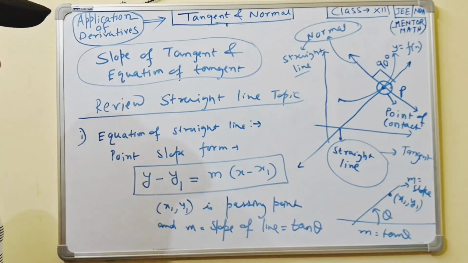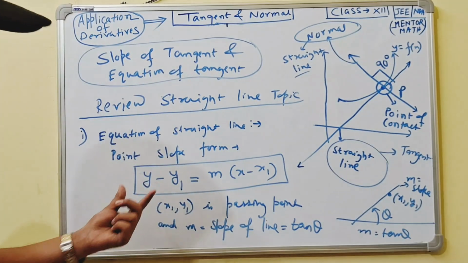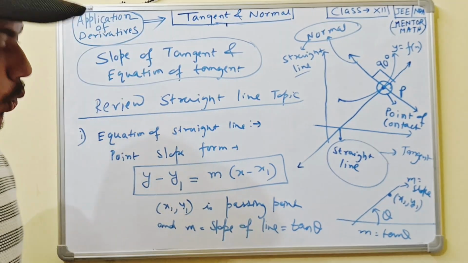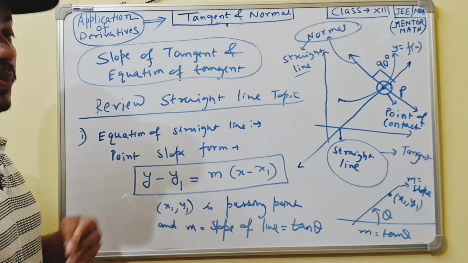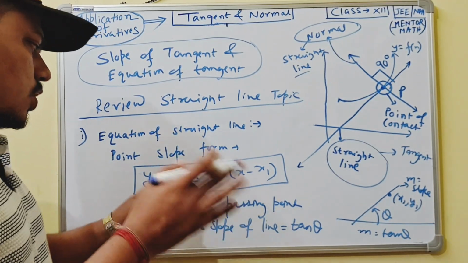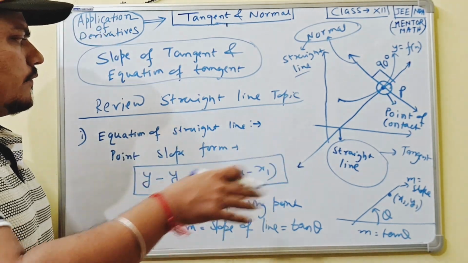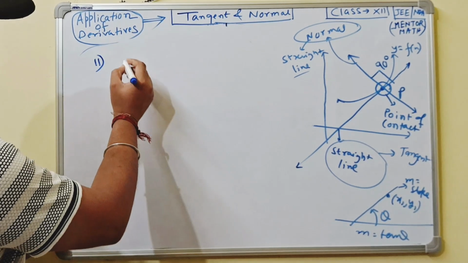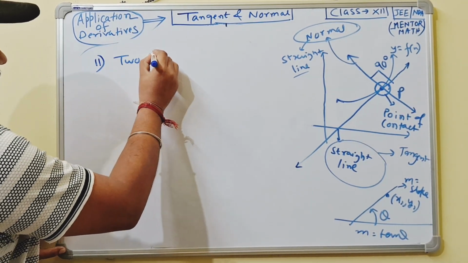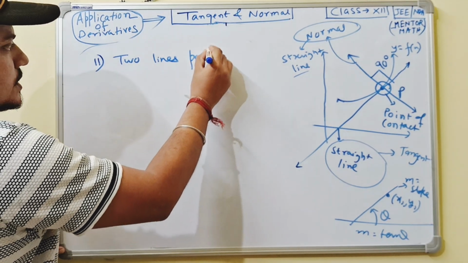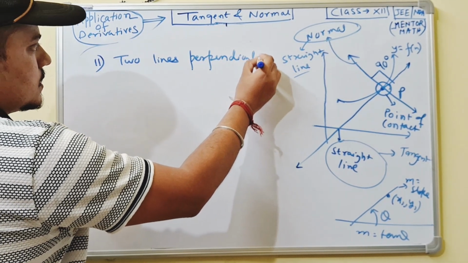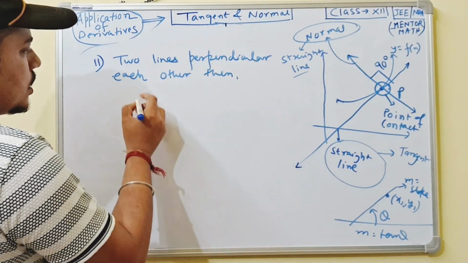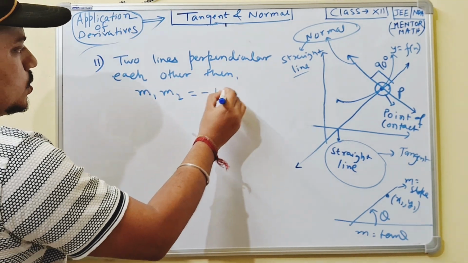So this form you have to know: y minus y1 is equal to m into x minus x1, where x1, y1 is your passing point, and m is equal to the slope of the line, which is represented by tan theta. You know what is meant by slope of line. Later on I will discuss it again when I discuss straight lines. Okay, so the next review, number 2, is that if two lines are perpendicular to each other, then the product of their slopes, m1 into m2, is equal to -1.